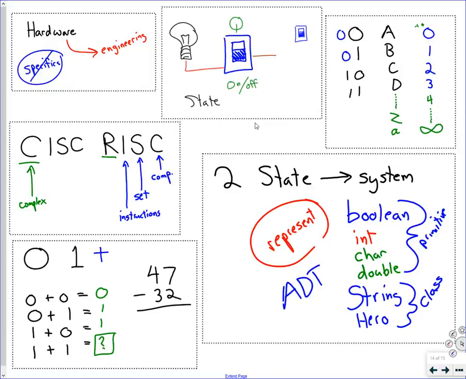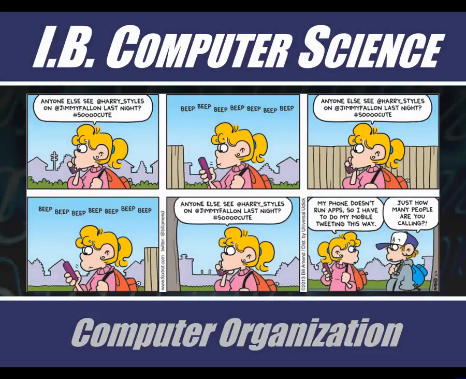So data itself could be represented as a 0 or a 1 or an on or an off, or numbers more complex than that, or letters. Different ways data will be represented, and we'll be talking about that in this unit. We talked about the architecture. Should we reduce how many instructions we give the computer or give it complex sets of instructions? We talked about all that, and we talked about how essentially a computer is just a two-state system, and everything is built from that.